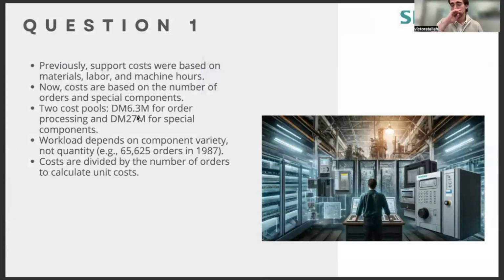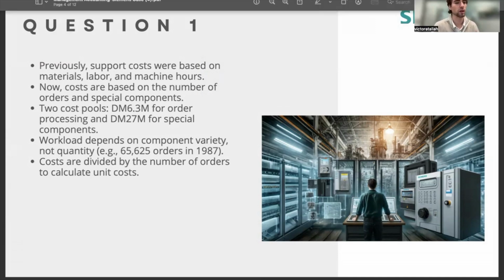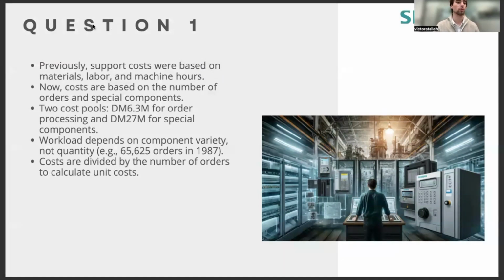Thank you, Marta. So as we just saw in this first exercise, we had to distinguish how those new costs of order processing and special components are traced. Let's take a step back. Previously, we know that overhead costs were based on materials, labor, and machine hours. And now, as we just said, costs are based on the number of orders and special components. They created two cost pools to do so.